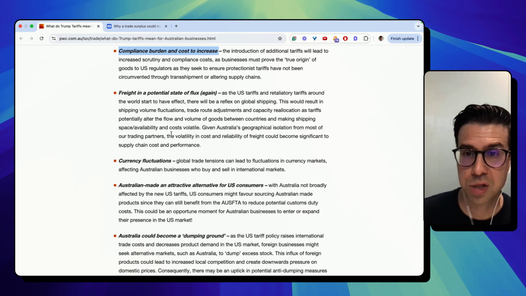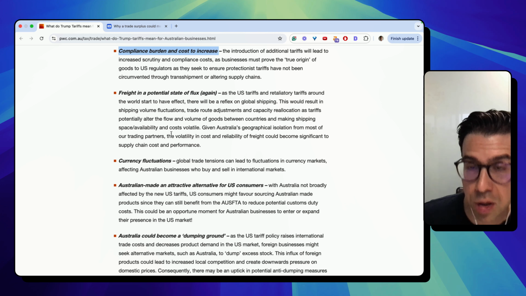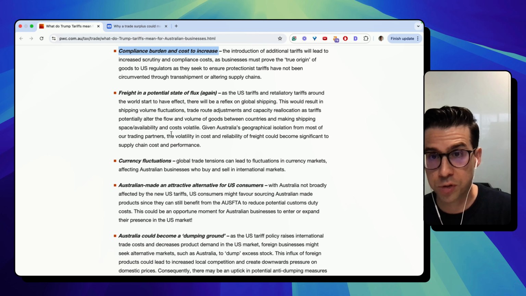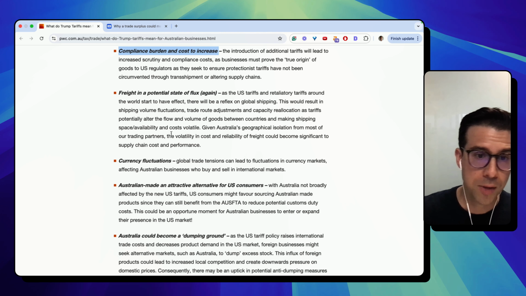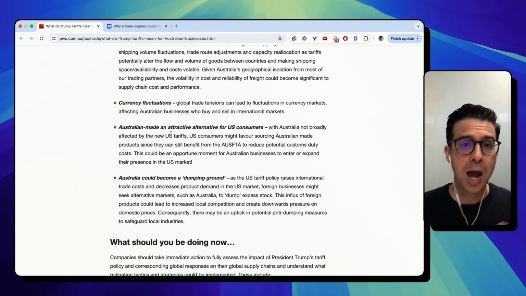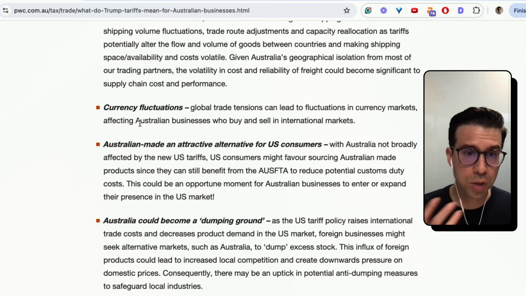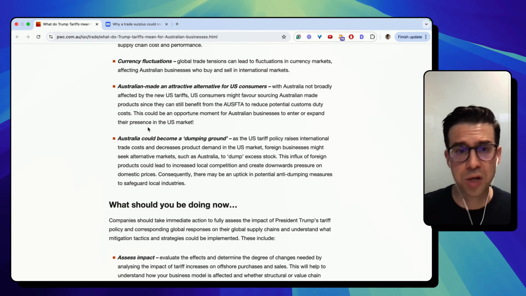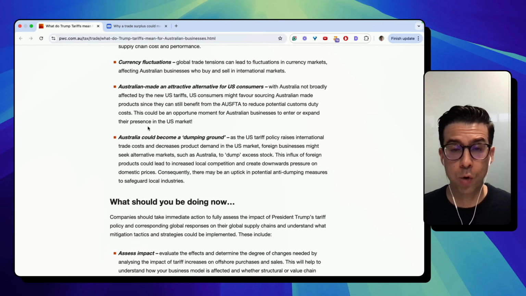But we may also see simply increased costs in imports, which may alter our terms of trade, because we'll see the cost of imports rise quicker than the price we're receiving for our exports. So there's a couple of factors there. Of course, we may also see currency fluctuations occur as a result of this. And we could see dumping. Australia becomes a dumping ground because all of a sudden, US markets say, no, it's too expensive. Where can we sell this? Well, we'll dump excess stock in other markets.